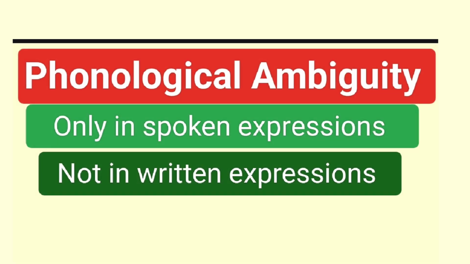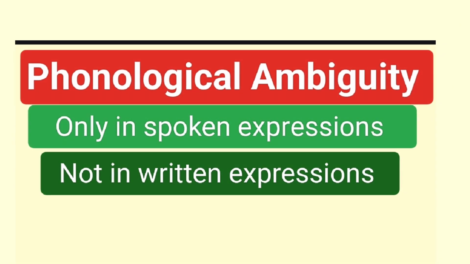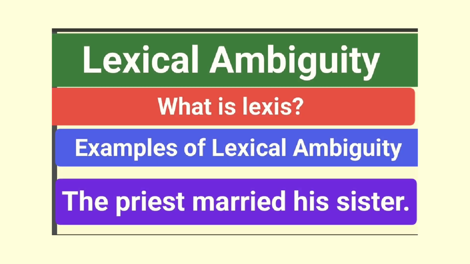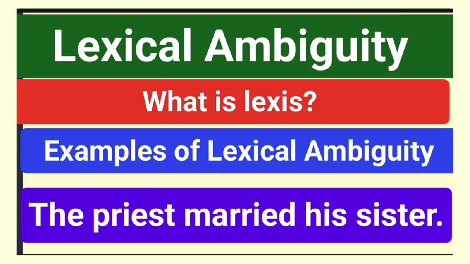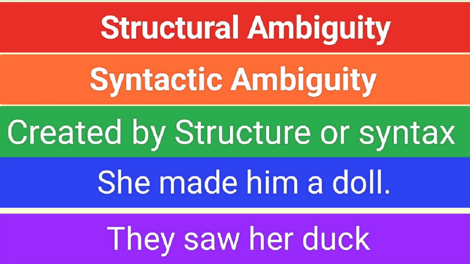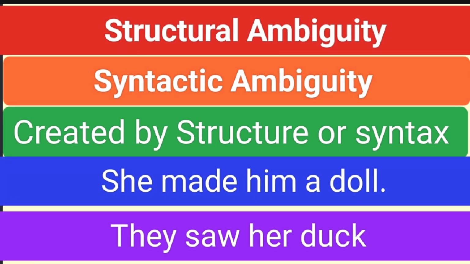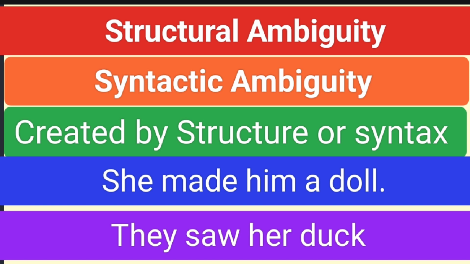In our previous video, we have seen phonological ambiguity, which was specifically created in the spoken language, and lexical ambiguity, which is created because of the words. Now, structural ambiguity is also known as syntactic ambiguity because it is the syntax that creates the ambiguity. Let's try to understand structural ambiguity with the help of an example.